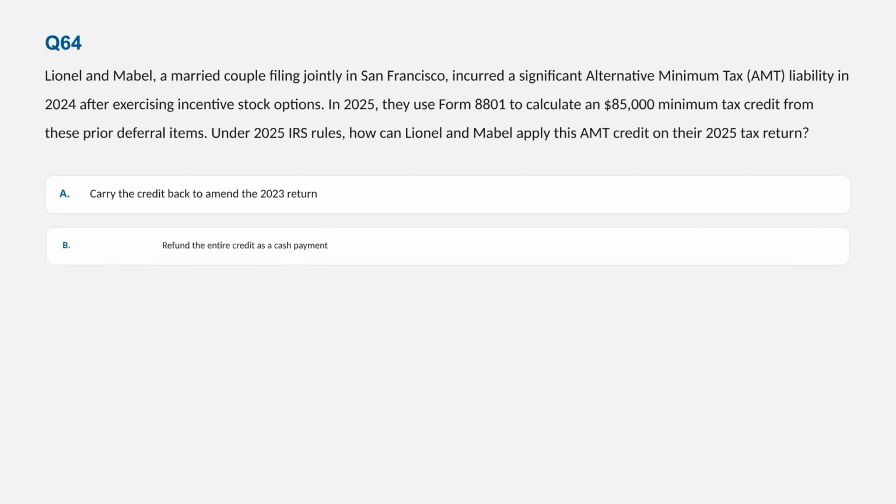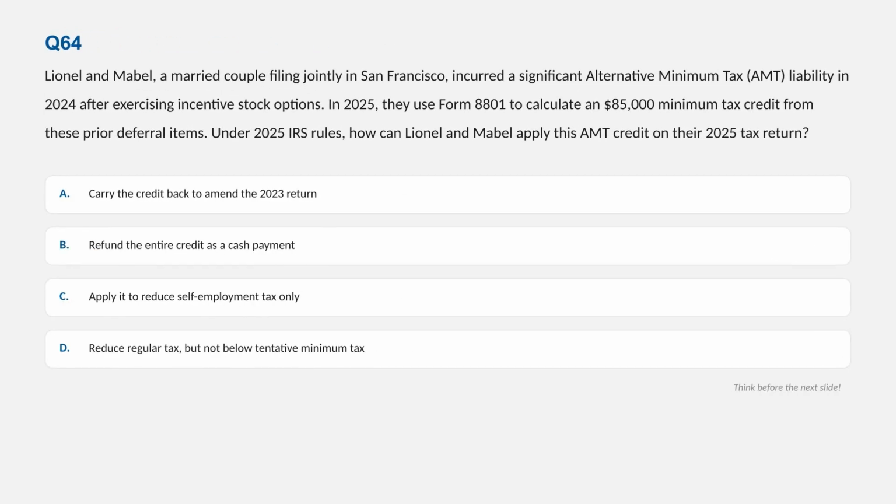Question 64. Lionel and Mabel, a married couple filing jointly in San Francisco, incurred a significant alternative minimum tax, AMT, liability in 2024 after exercising incentive stock options. In 2025, they used Form 8801 to calculate an $85,000 minimum tax credit from these prior deferral items. Under 2025 IRS rules, how can Lionel and Mabel apply this AMT credit on their 2025 tax return?